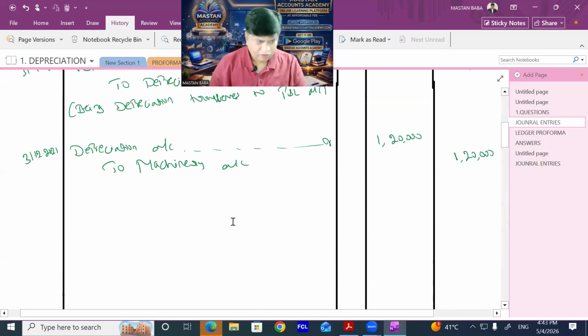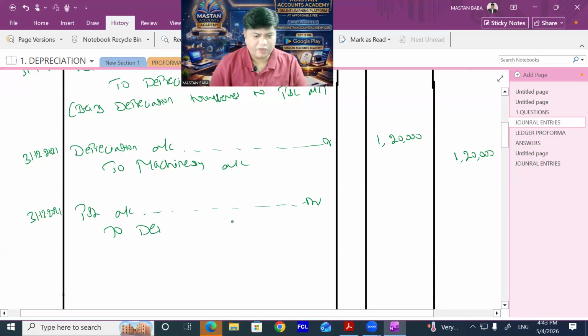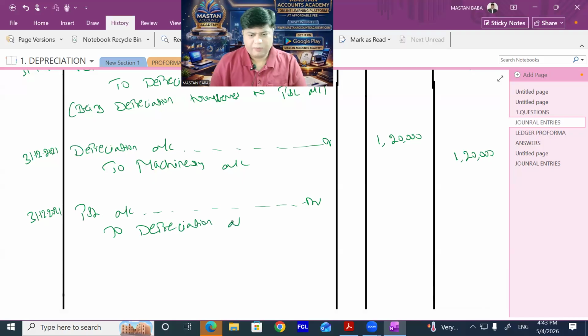Next entry 31/12/2021, one more entry. Entry same, narration same. Profit and loss account debit to depreciation. This is known as the closing entry. Closing entry: profit and loss account debit to depreciation account with the same amount. So that is the 2021 year, the second year.